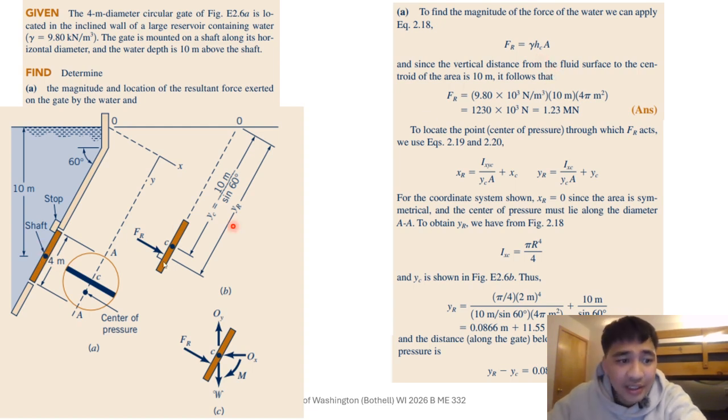And then area is the area of this gate, which for a circle is pi r squared, right? So the diameter is 4, so the radius of that is 2. So 2 squared is just 4. So then, right here, you get 4 pi.